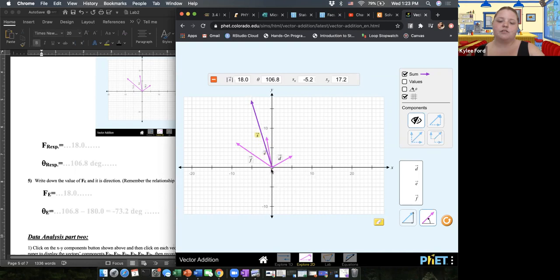For my negative 73.2 to be completely opposite from that 106 degrees. Okay. Hopefully that made a little bit of sense.